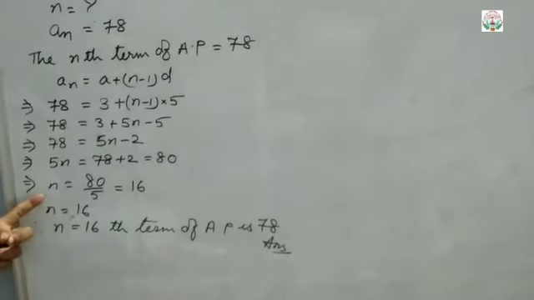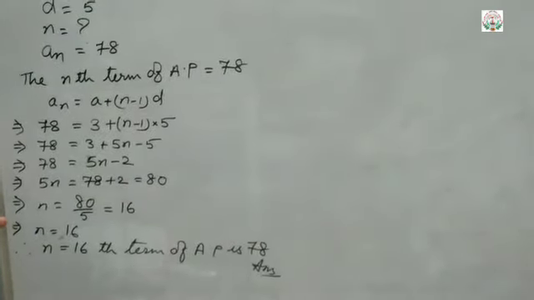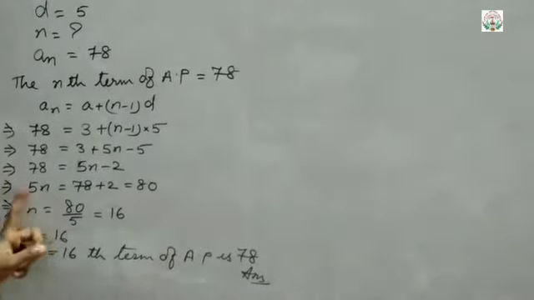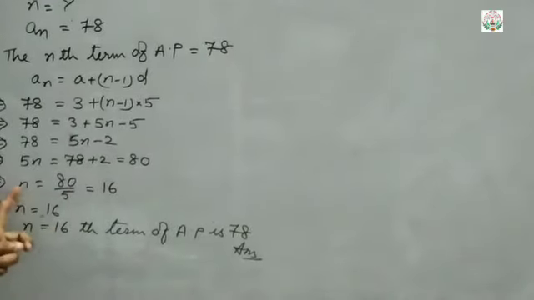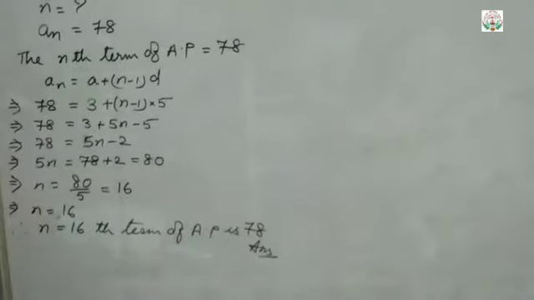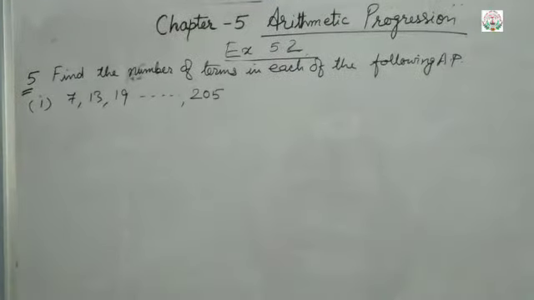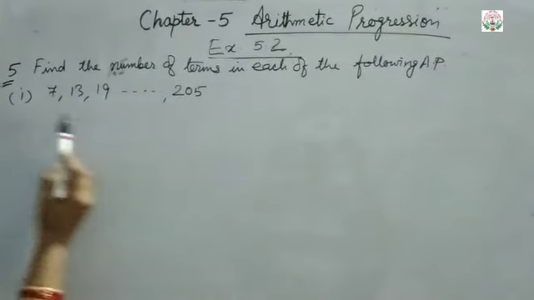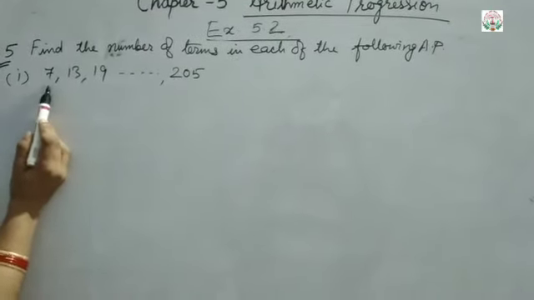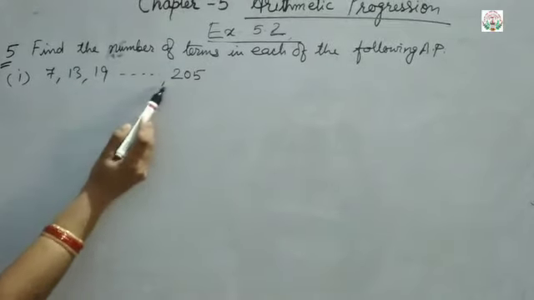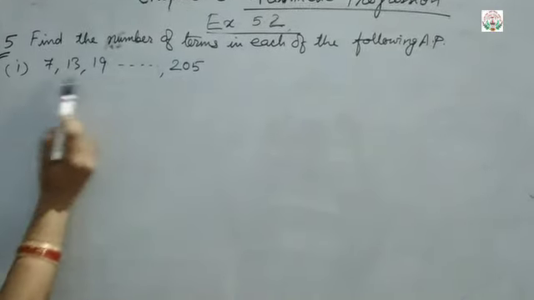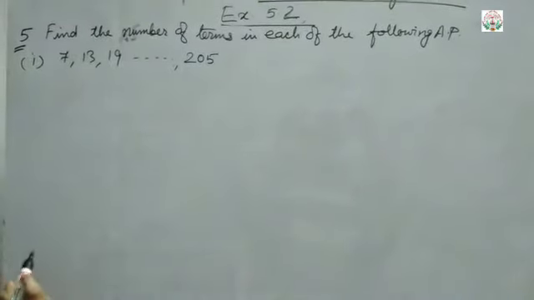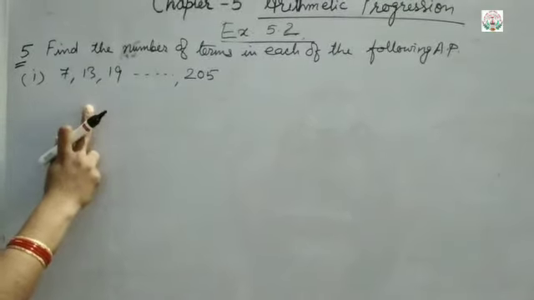Now let us move to the fifth question. Two parts are given. So the first part we will solve and the second part will be your homework. Now see the fifth question. Find the number of terms in each of the following APs. The AP series given is 7, 13, 19, till 205. This is a finite AP because the last term is given, that is 205.